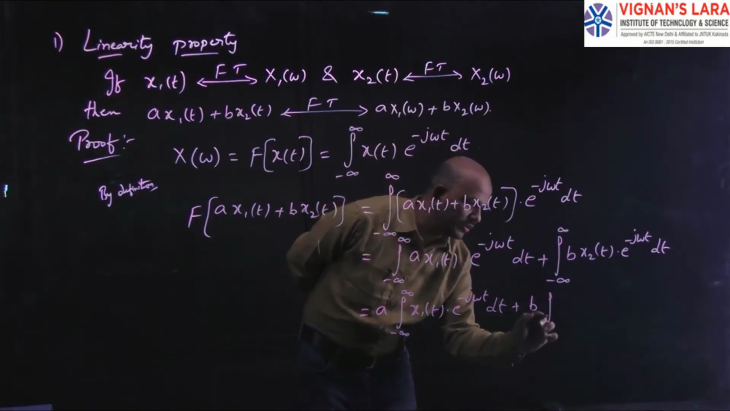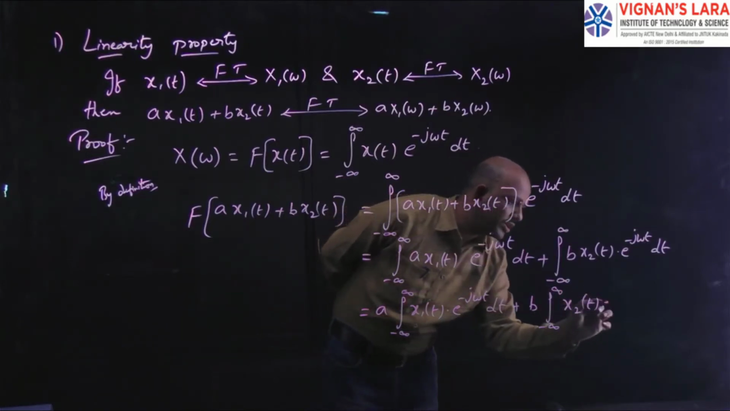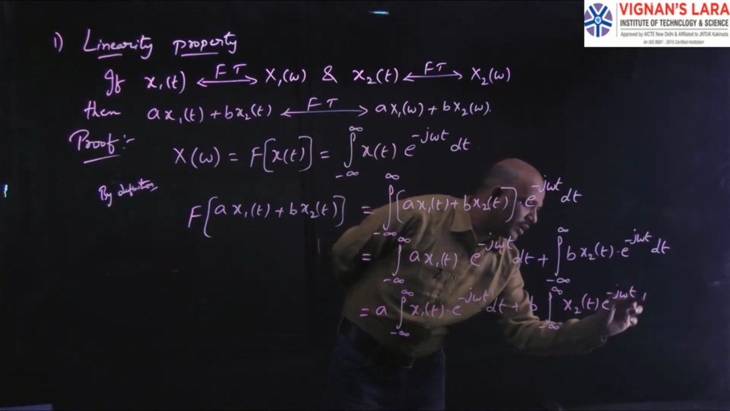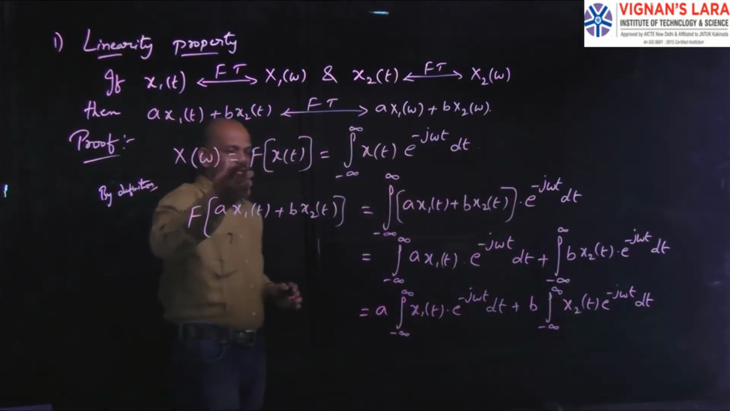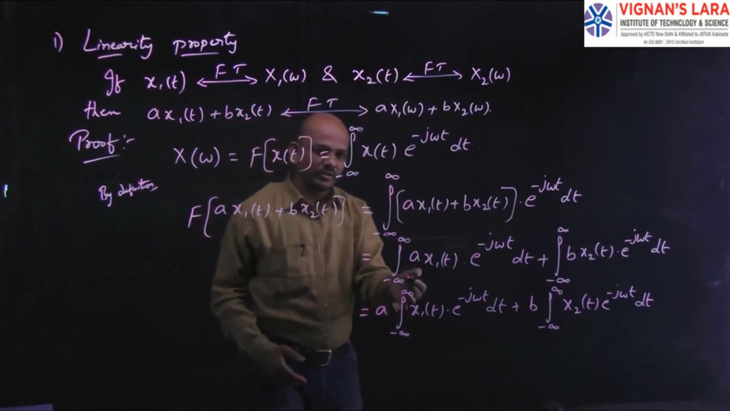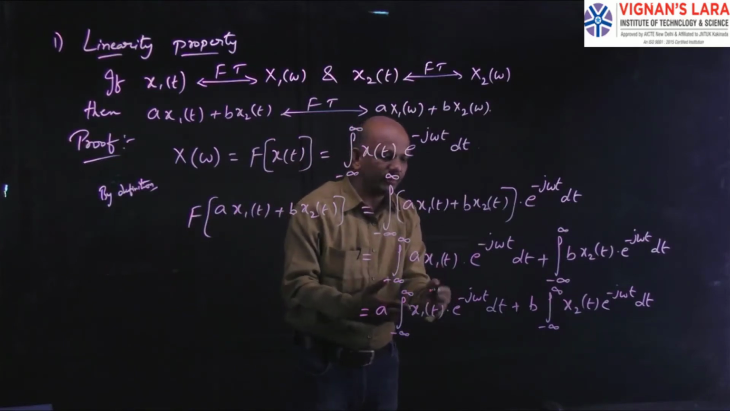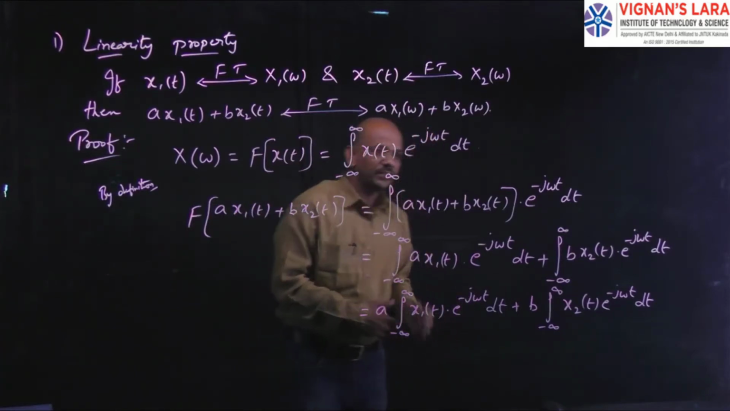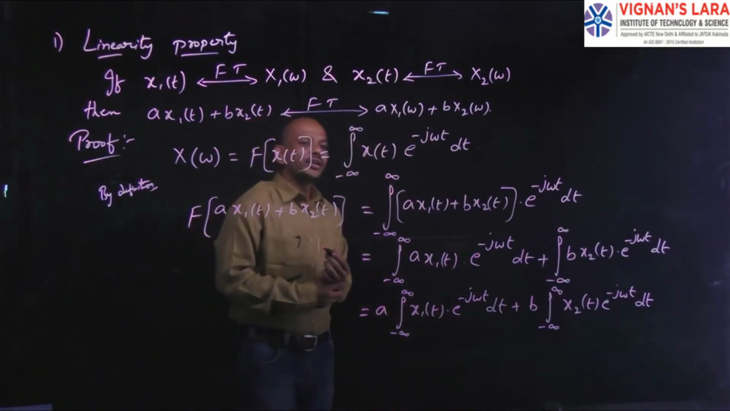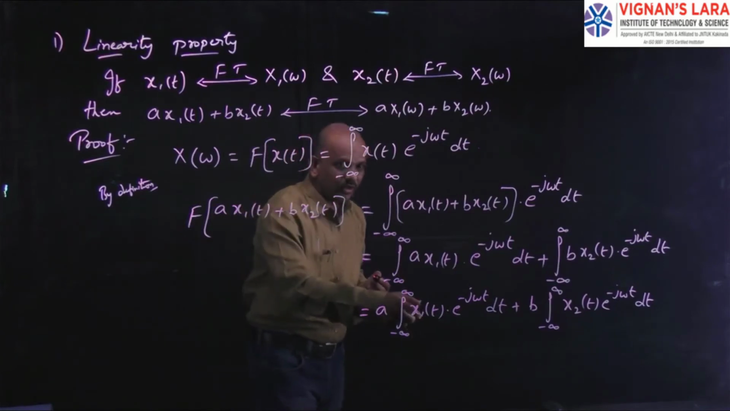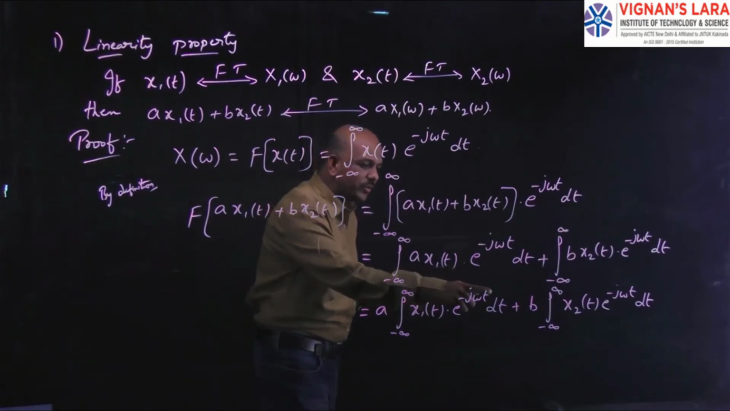So b into integral minus infinity to infinity x2 of t e power minus j omega t dt. So from the definition, we know integral minus infinity to plus infinity, the signal for which we have to find out the Fourier transform into e power minus j omega t dt. That is simply the formula for the Fourier transform of x1 of t, because here it is integral minus infinity to infinity x1 of t into e power minus j omega t dt.